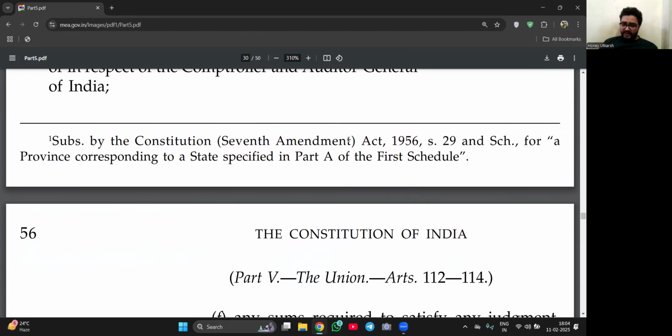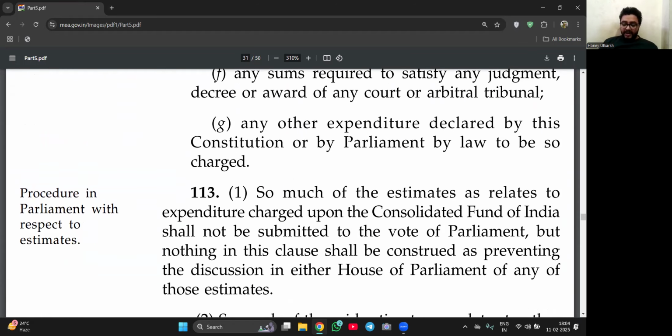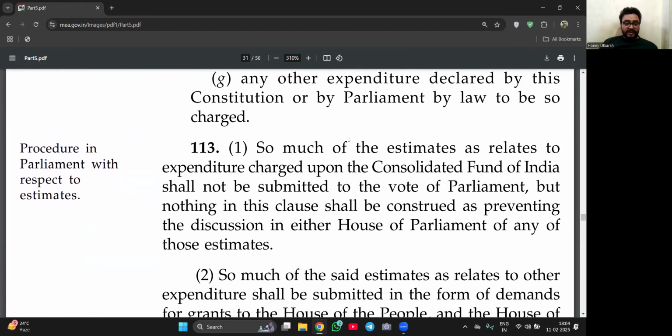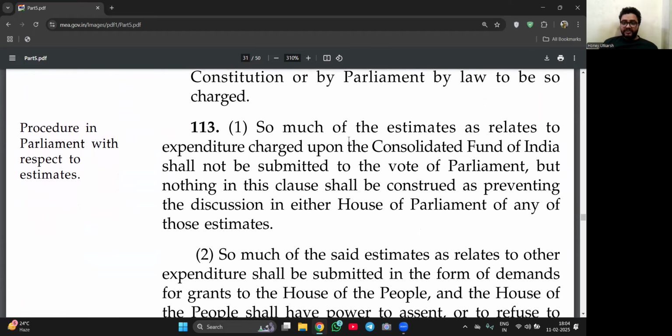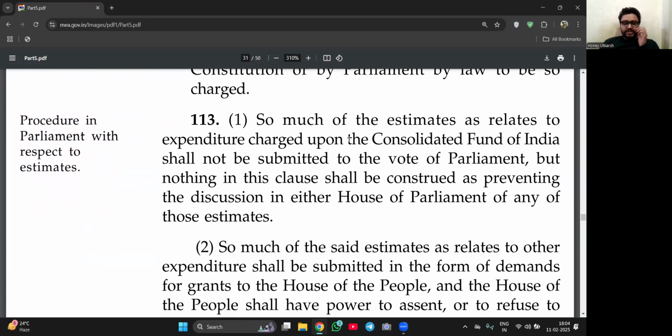Article 113: Procedure in Parliament with respect to estimates. Clause 1: So much of the estimates as relates to expenditure charged upon the Consolidated Fund of India shall not be submitted to the vote of Parliament, but nothing in this clause shall be construed as preventing the discussion in either House of Parliament of any of those estimates.